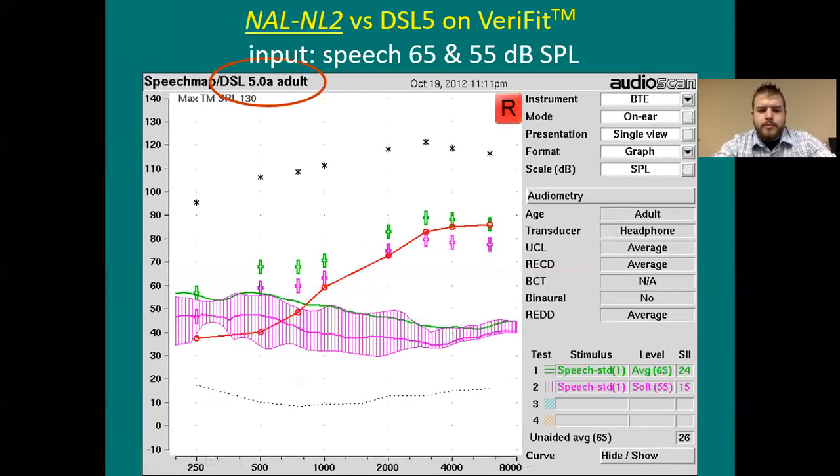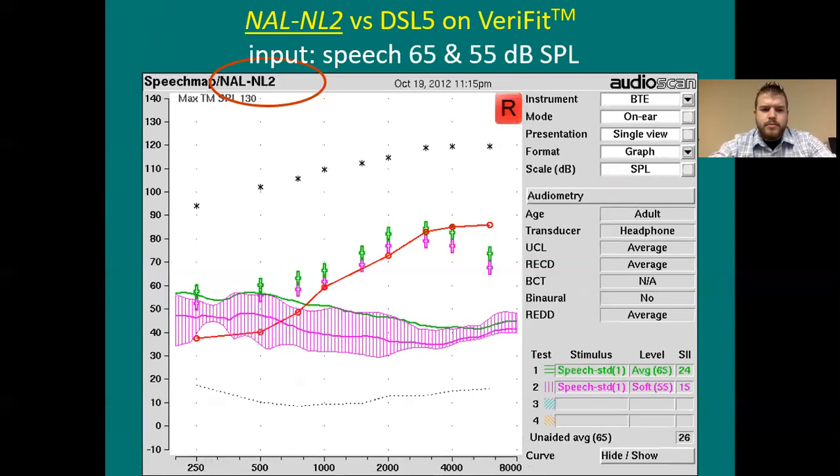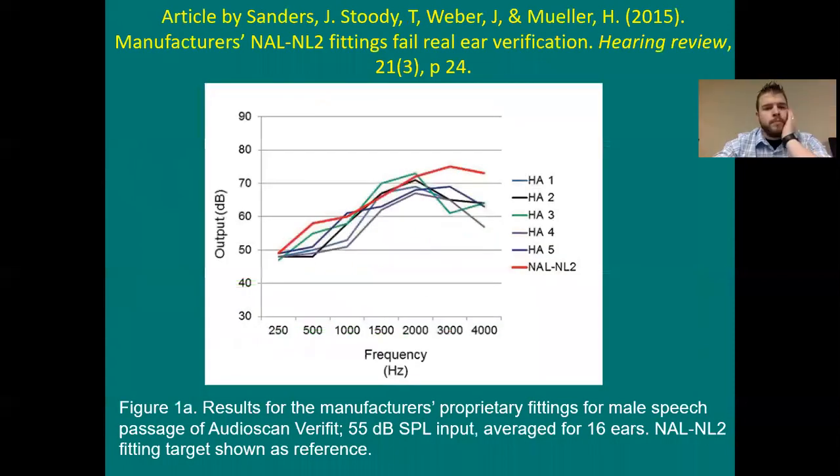Now 2, now DSL-5 adult soft. Now 2 soft. And now look at the article by these 5 people, the article that we were talking about. Hearing aid manufacturers' fitting software fail real ear verification. So if you're looking at this, here we go.